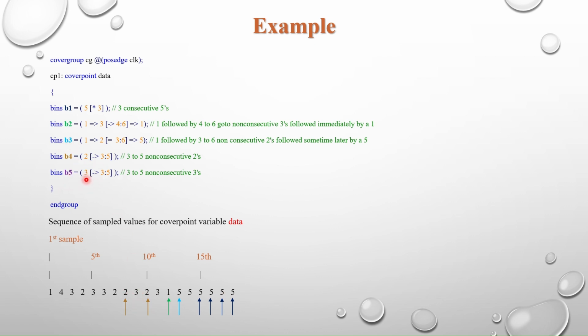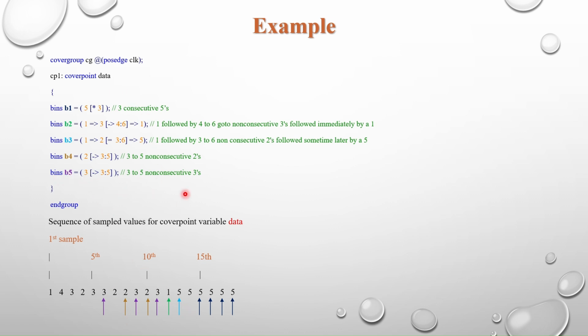And B5: 3 has to repeat for 3 or 4 or 5 times in the non-consecutive order. So here the first 3 is there. 3 has to repeat for 3 times, right? 1, 2, 3. So 1 time, and 1, 2, 3 here, 1 time, and 1, 2, 3 here. Total 3 times, I think. Yes, only 3 times B5 has been covered.